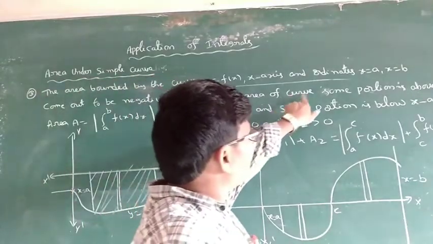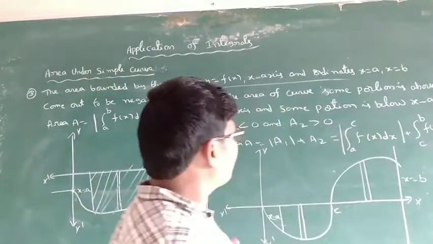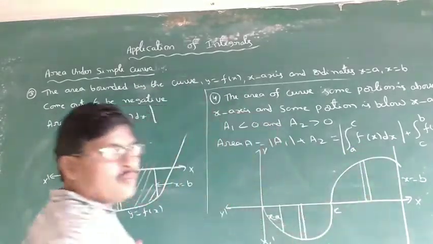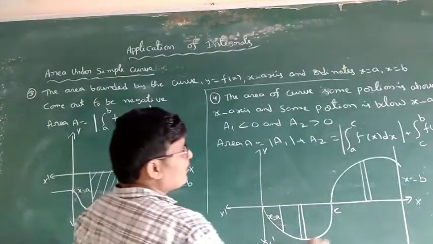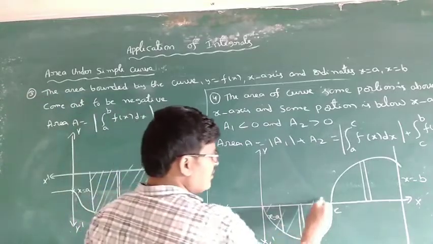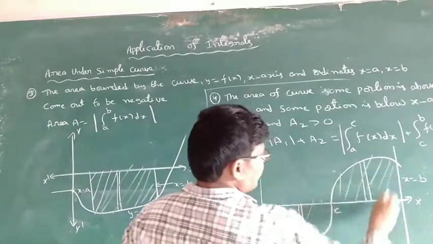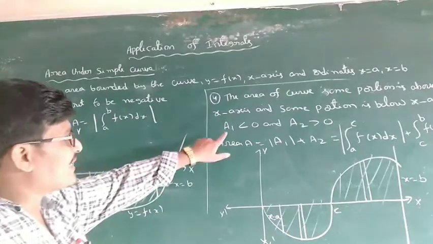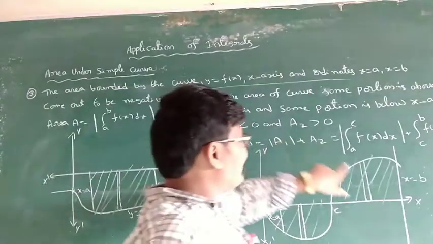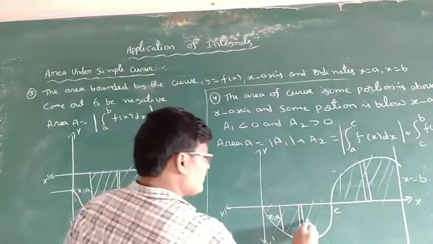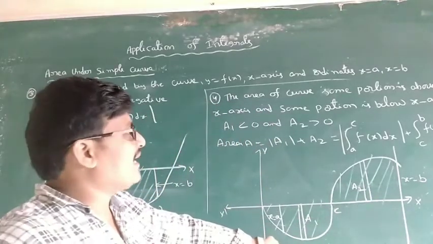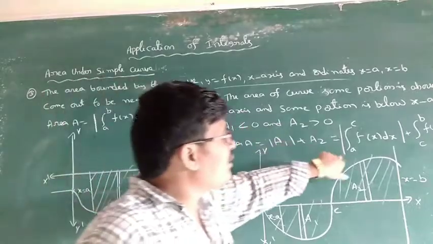So the fourth one. For the area of the curve, some portion is above the x-axis and some portion is below the x-axis. Below the x-axis means negative area, and above the x-axis means positive. This is A1, this is A2. So for the negative area below the x-axis, apply the modulus.